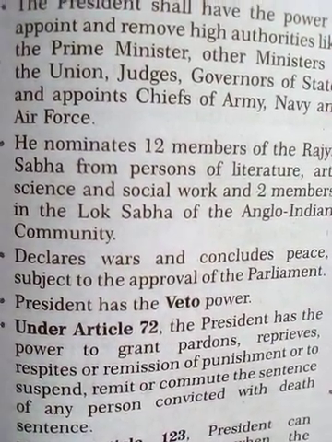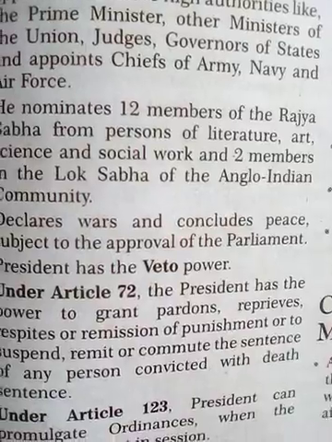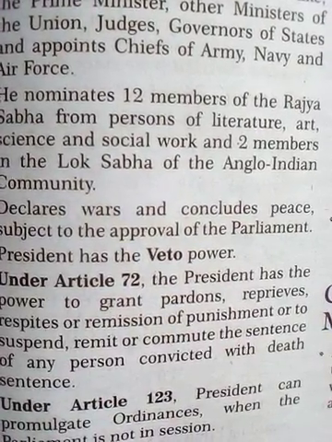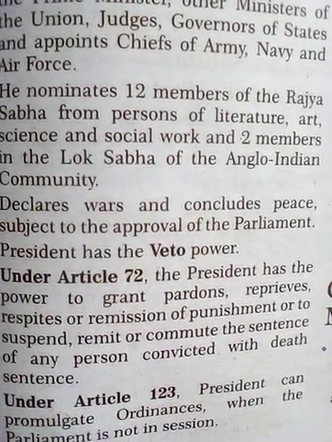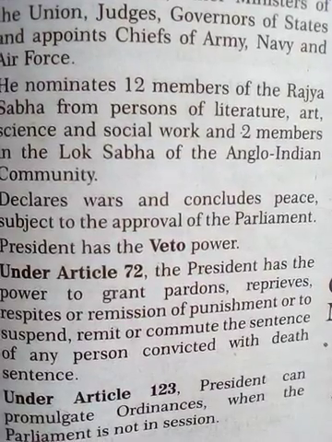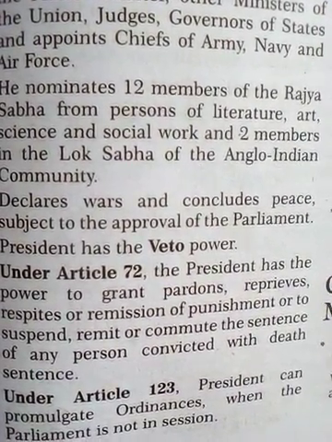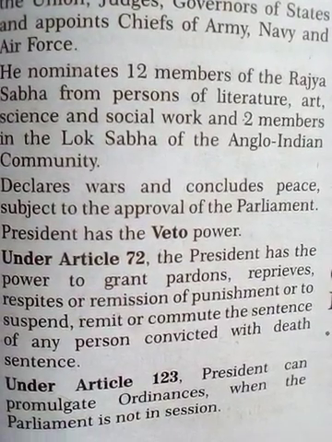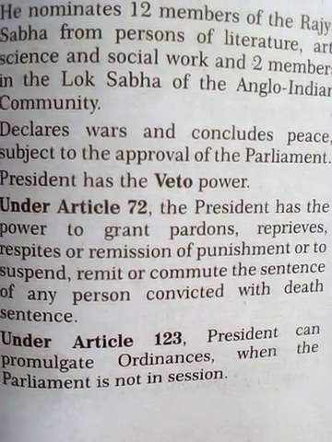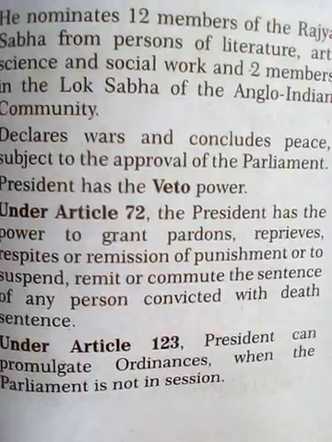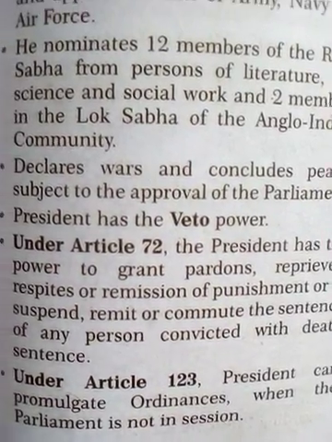President has the veto power. Under Article 72, the President has the power to grant pardon, reprieves, respite, or remission of punishment, or to suspend, remit, or commute the sentence of any person convicted with death sentence. Under Article 123, President can promulgate ordinance when the Parliament is not in session.